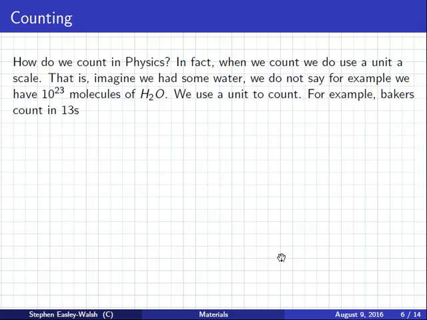Bakers count in 13s. So for example, if you ask a baker for something called a dozen, you know this word dozen? D-O-Z-E-N? Write it down, if you can look it up. D-O-Z-E-N. So to a baker you would count in dozens. You'd say 1 dozen, 2 dozen, 3 dozen, which would mean 13, 26, 39.